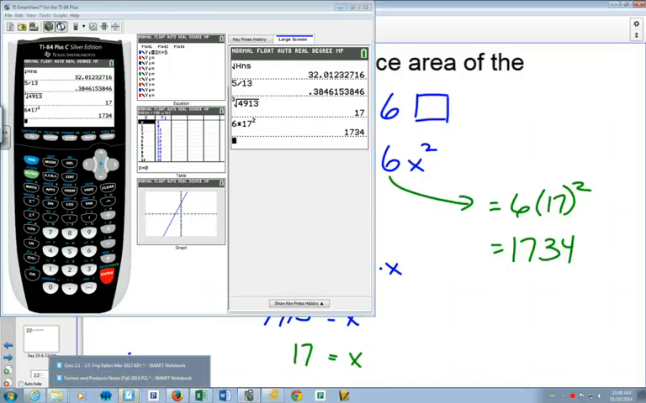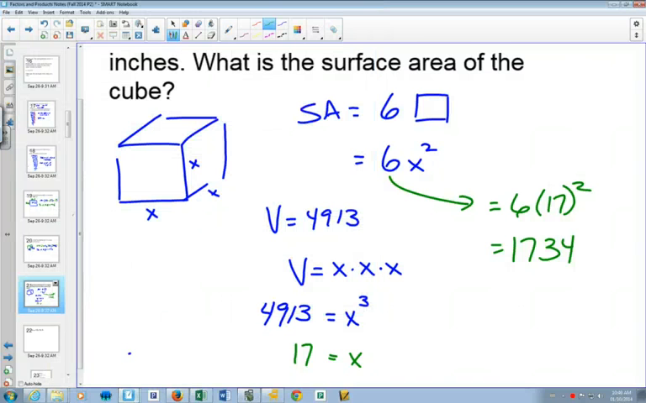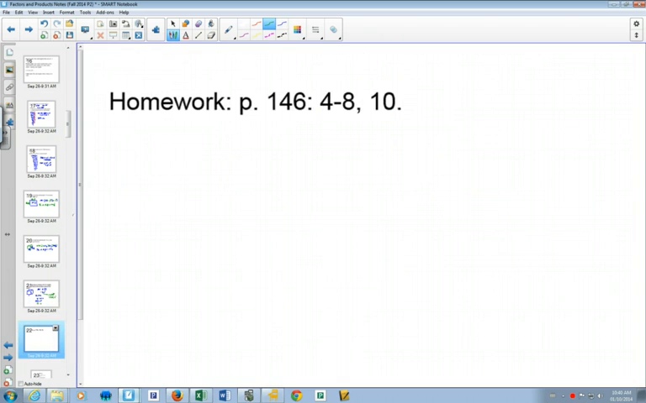What units were we using? So this is surface area, so now this will be inches squared. And there's the homework.